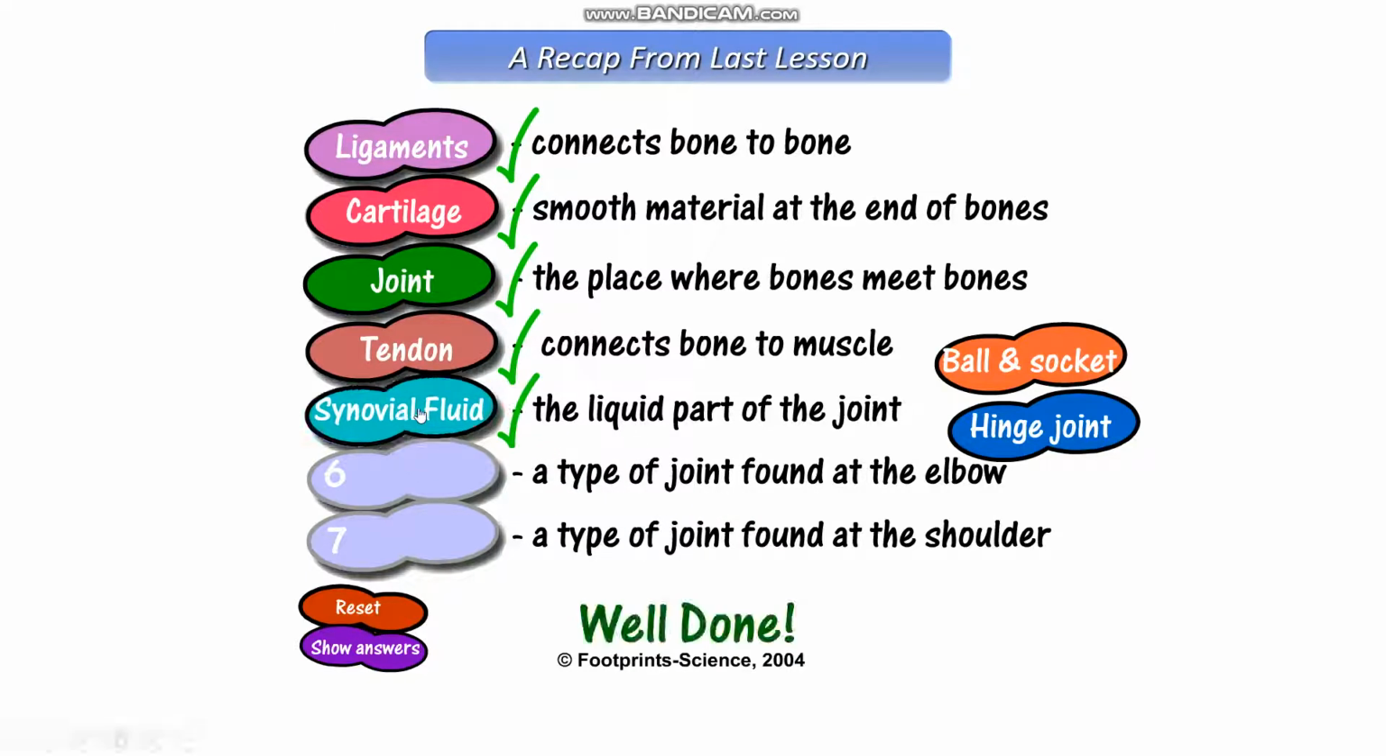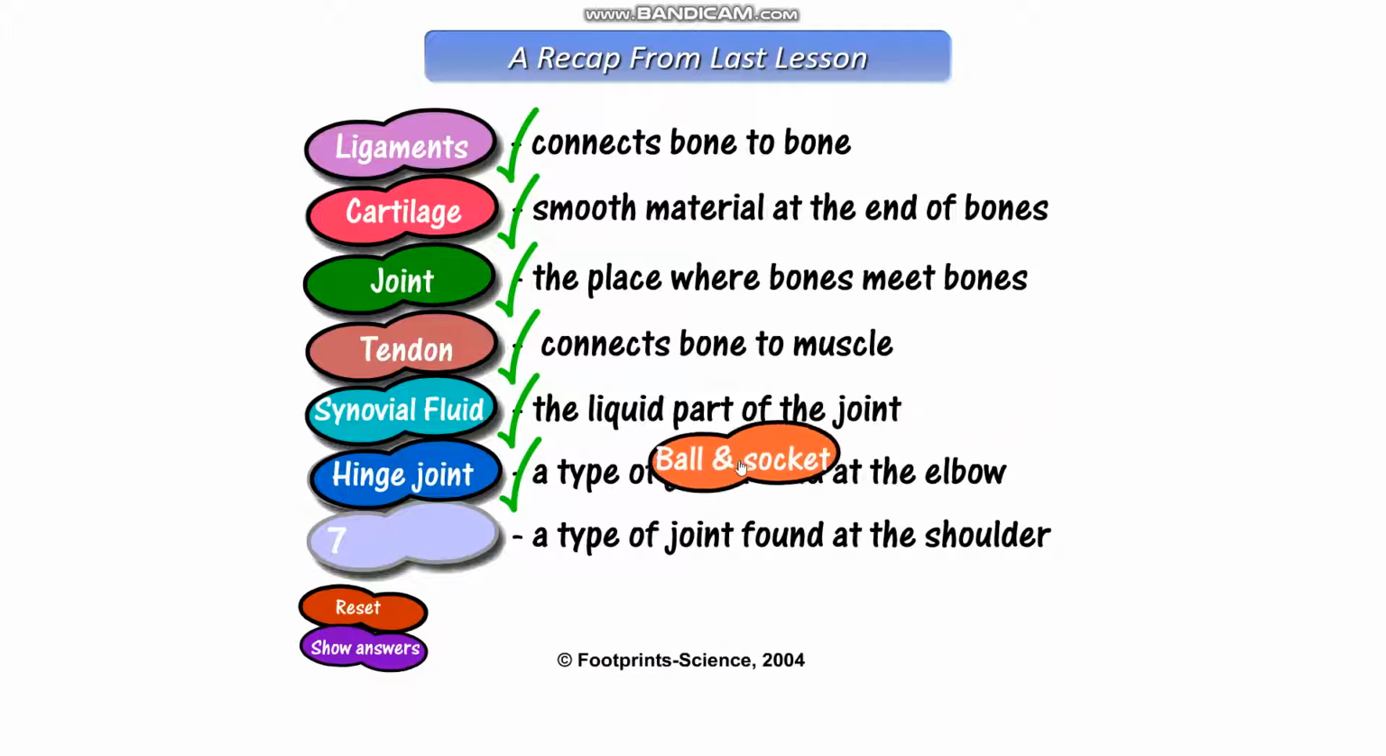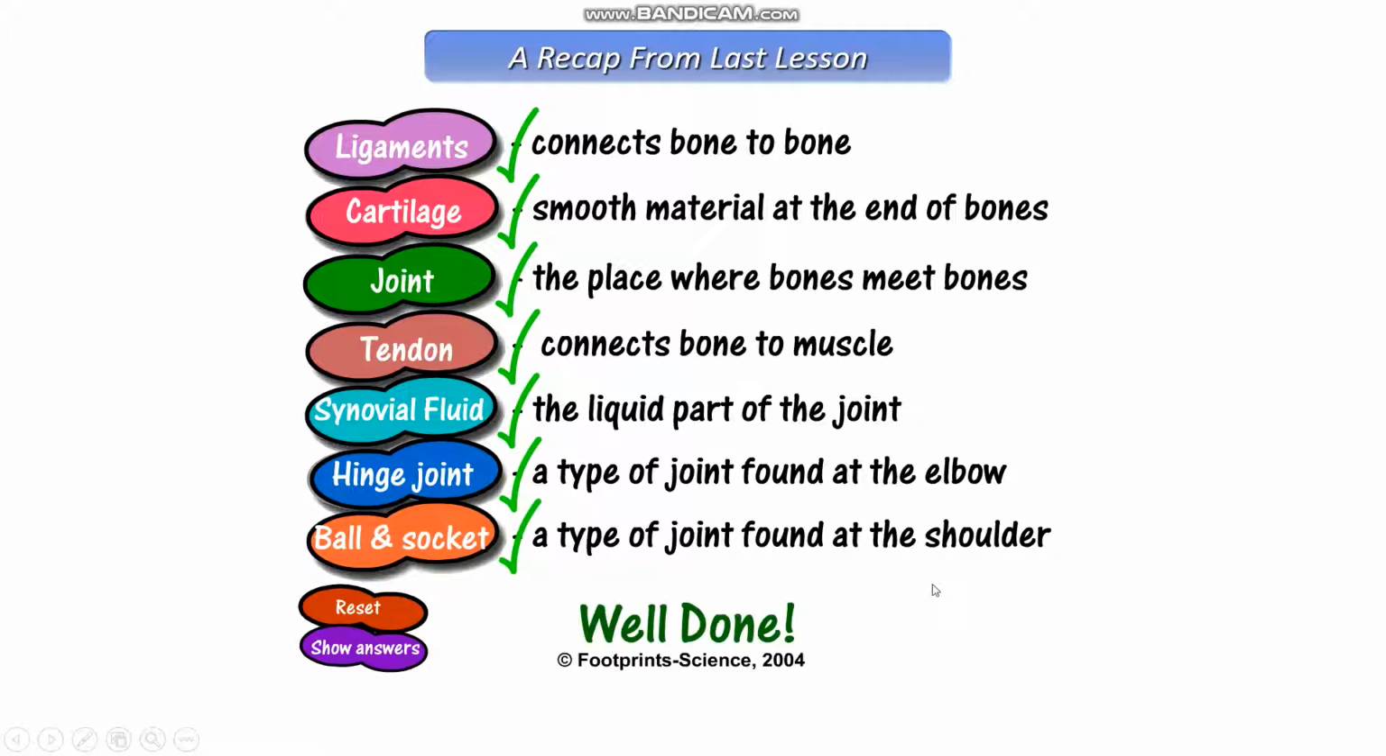The liquid part of the joint which allows the bones to move smoothly over each other for lubrication is synovial fluid. A type of joint found in the elbow is the hinge joint. It can only move up and down, and a type that can move in any direction is therefore the ball and socket joint, and that is found in the shoulder. Okay, good. Hope you did well on that.